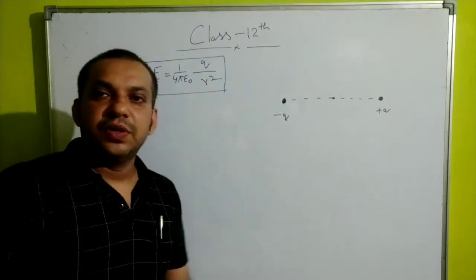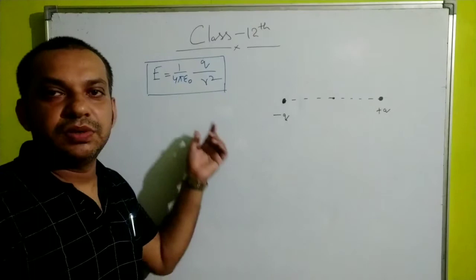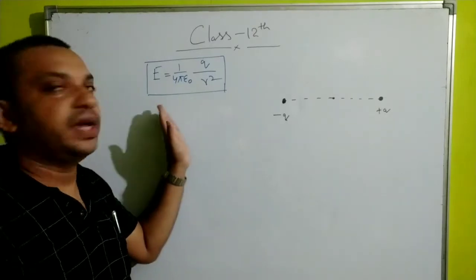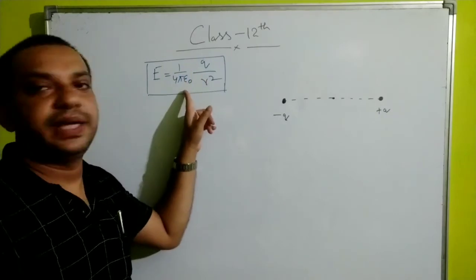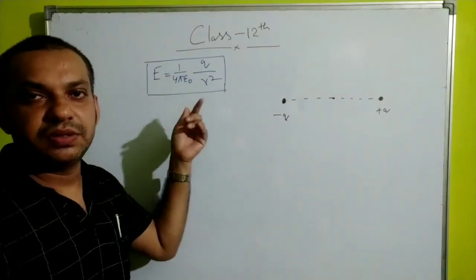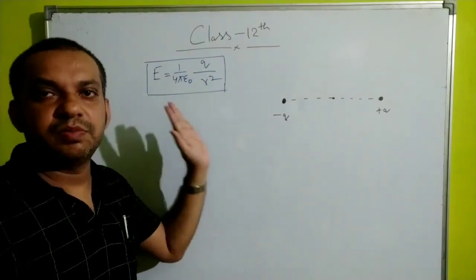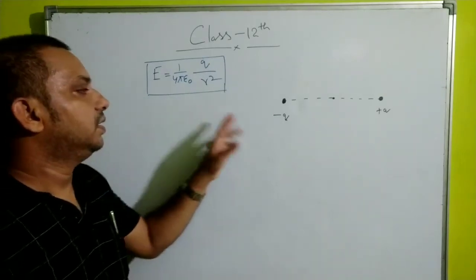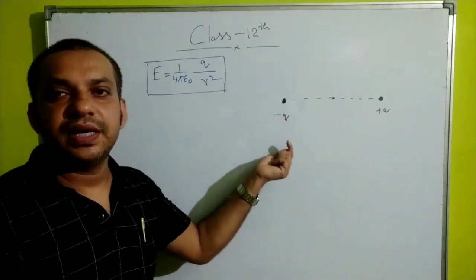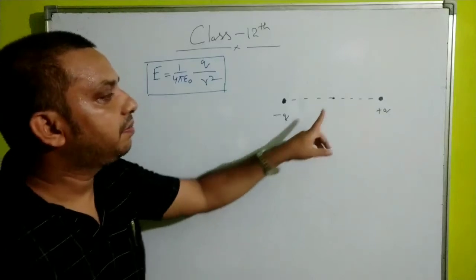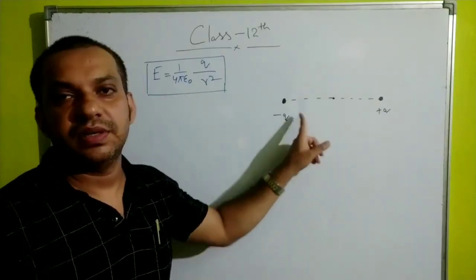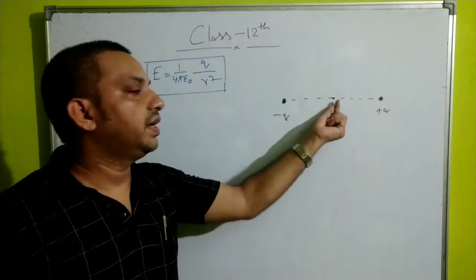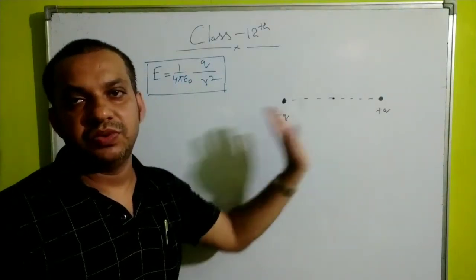So let us discuss one numerical which is based upon the electric field concept. As we know, the electric field due to a point charge is given by E = 1/(4πε₀) Q/R². So this is the formula for the electric field due to a point charge. Here the question is, find the electric field at the midpoint of an electric dipole. We have to find the electric field at the center point of this dipole axis because of these two charges.